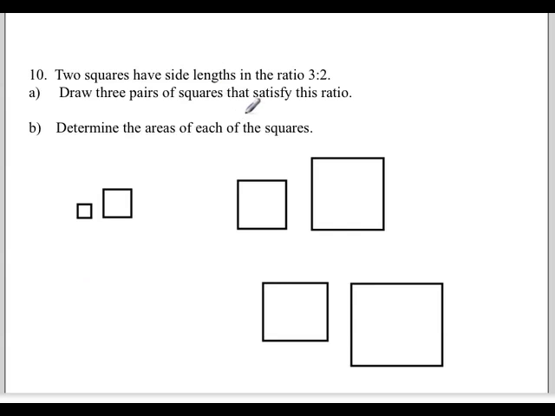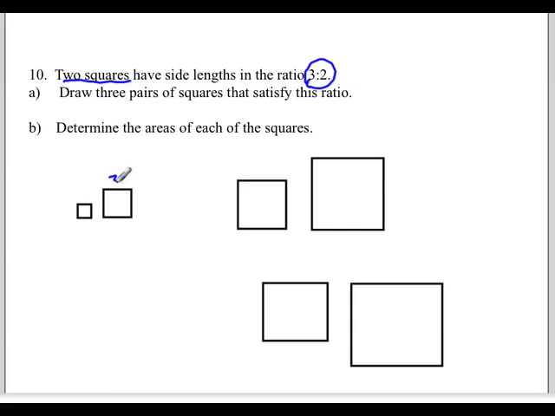Now for a question like this where you're given some choice, it's quite often confusing. So we have two squares, and this is important to zone in on, and the side lengths are in a ratio of 3 to 2. So here's our largest square.